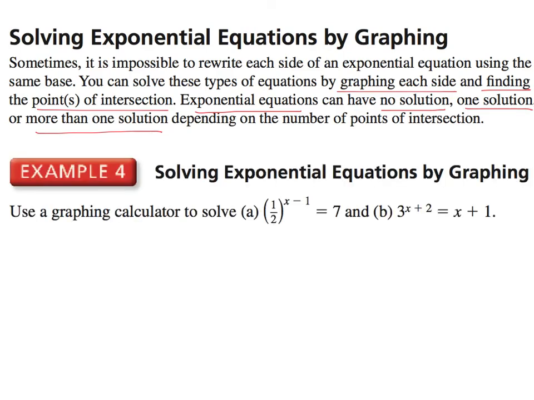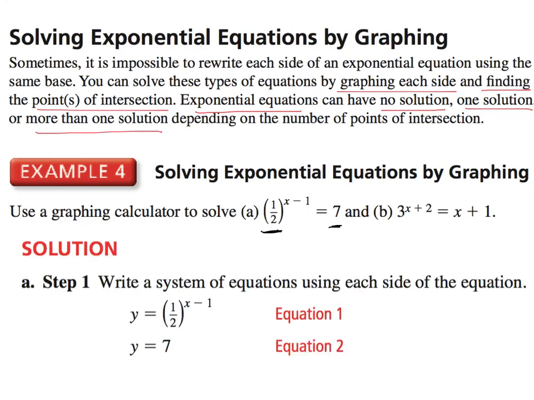So example 4, we're going to graph both of these. Now we're going to start with A. A, you'll notice right here, has a base of 1/2 and 7. I cannot rewrite those with the same base. So here's how you start. You're going to take each side of your equation. So for example, I'm going to take this right here, 1/2 to the x minus 1, and I'm going to put a y equals that. Then I'm going to take the right side, and I'm going to say y equals 7. You basically say y equals each side of the equation, and you're going to just punch them into your graphing calculator.